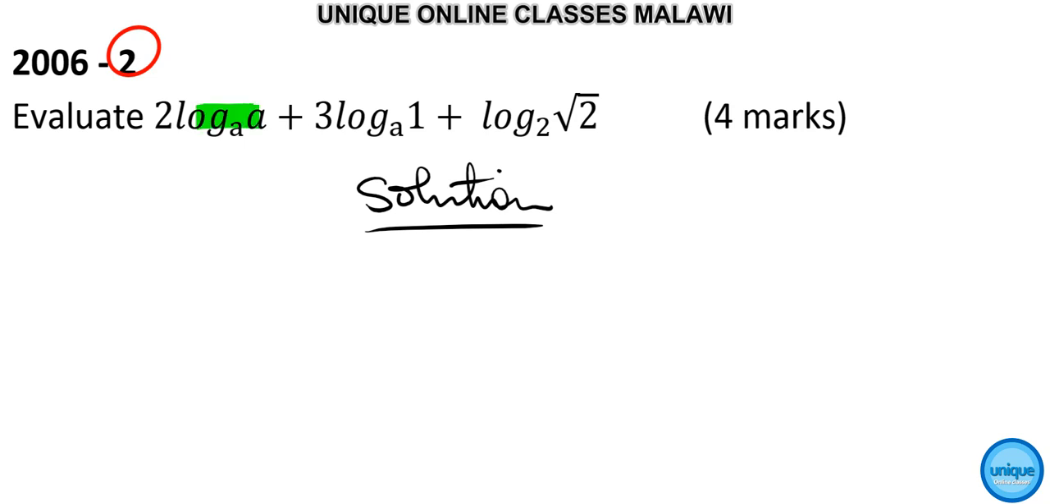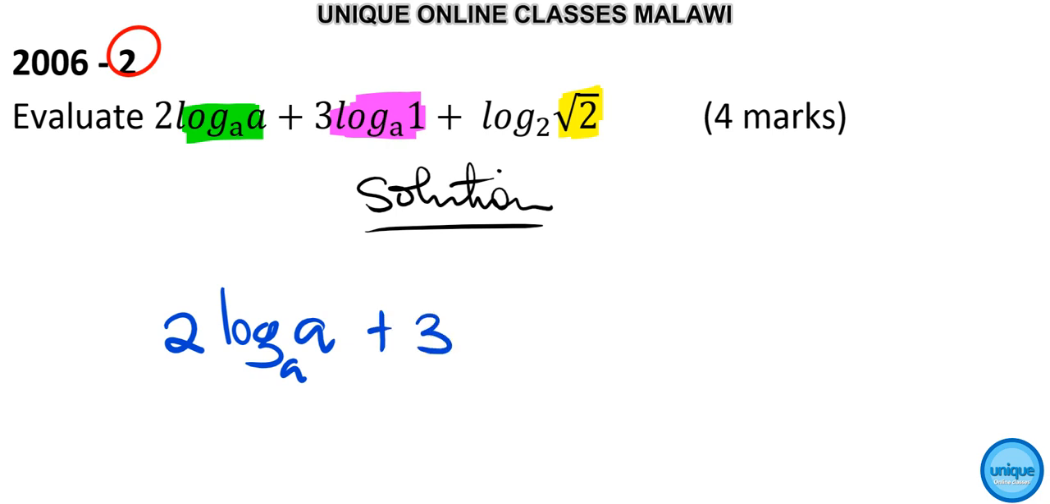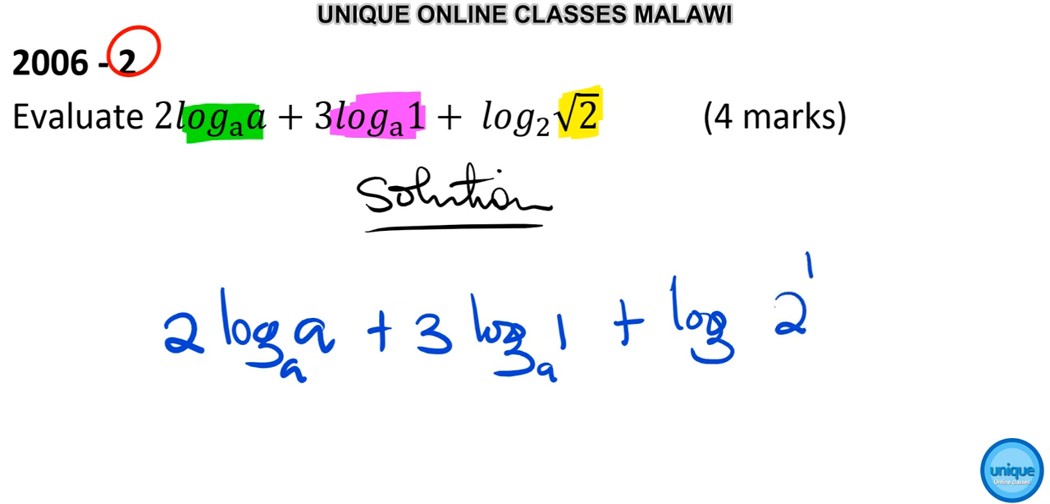We are going to apply laws of logarithm here, and again apply laws of logarithm there. Here we have 2, then log, I'll leave it as it is and fix it at the end, log of a base a, then plus 3 log of 1 base a, then plus log of 2 power half, using laws of indices, 2 power half base 2.